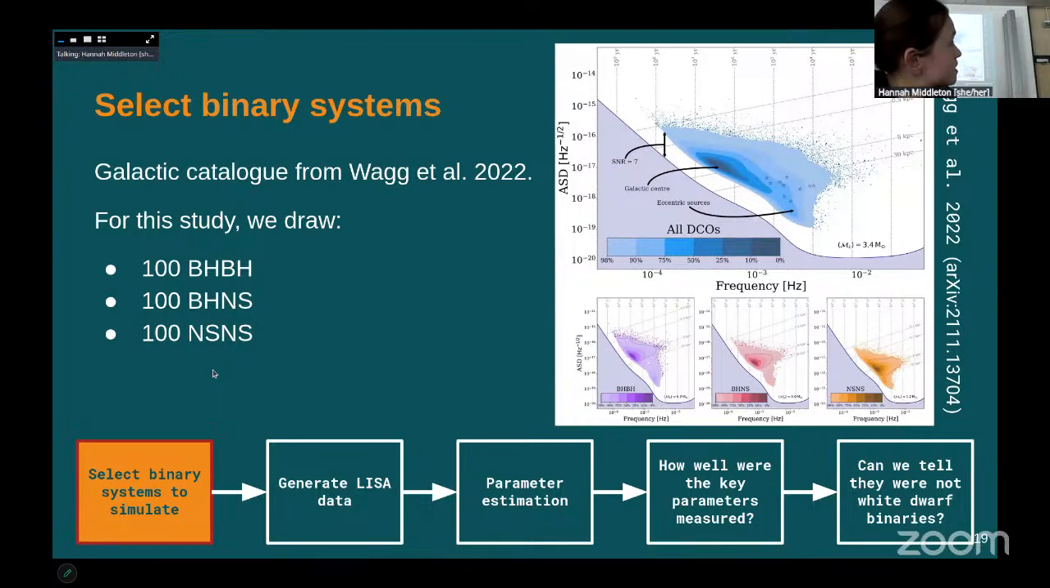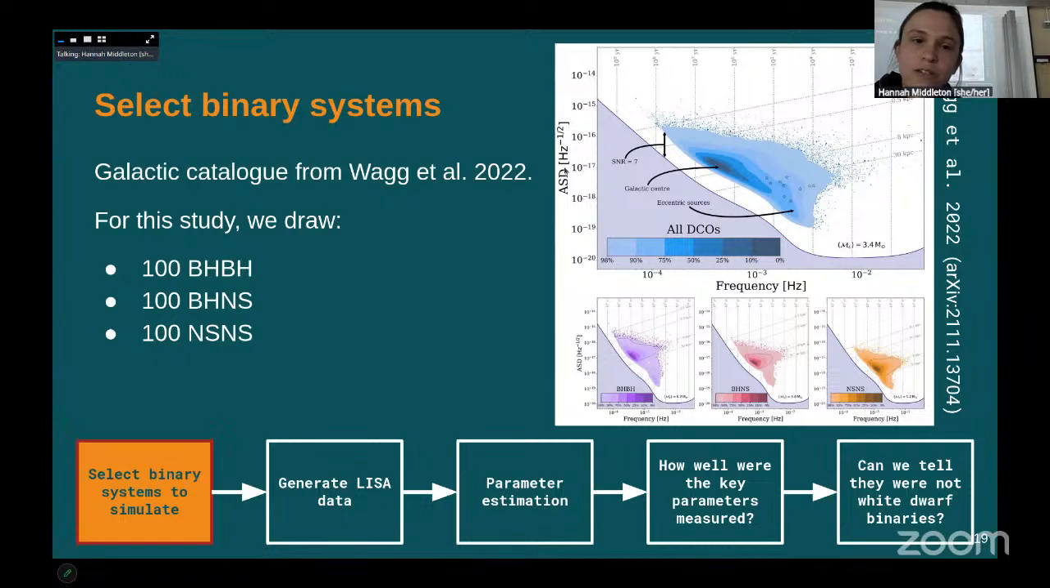So we're using a galactic catalogue from Wagg et al. 2022. And in that paper, they simulate a galactic population of double compact objects. And then they take a look at what they get in terms of black hole binaries, black hole neutron stars, and then neutron star binaries as well.